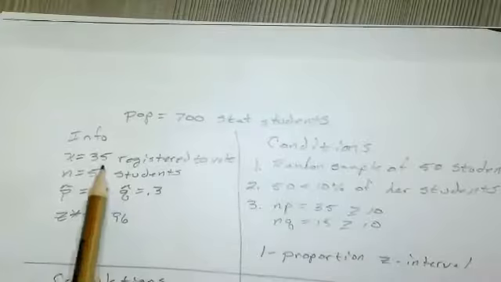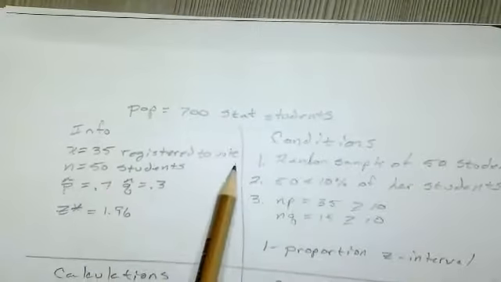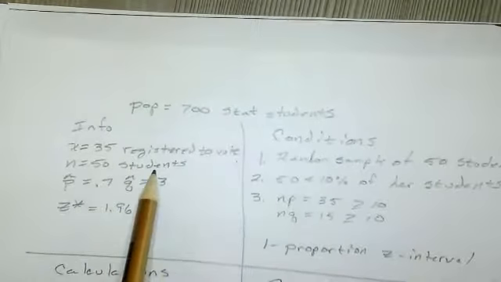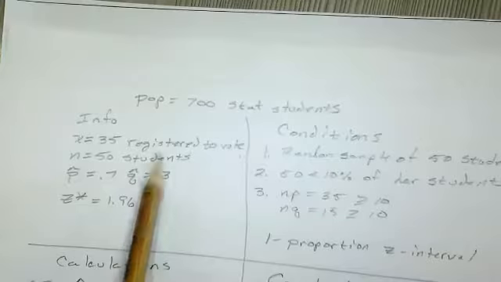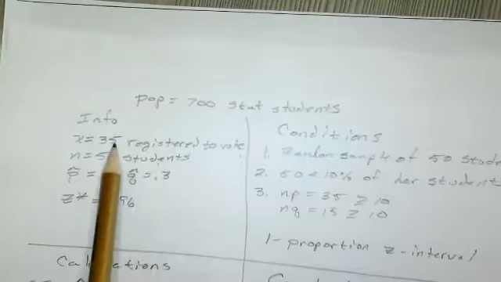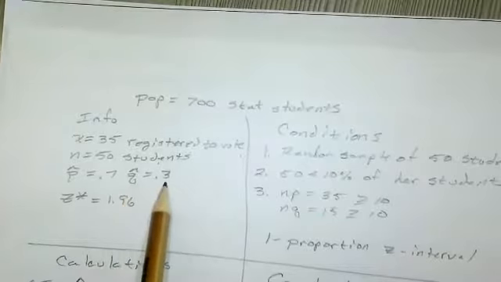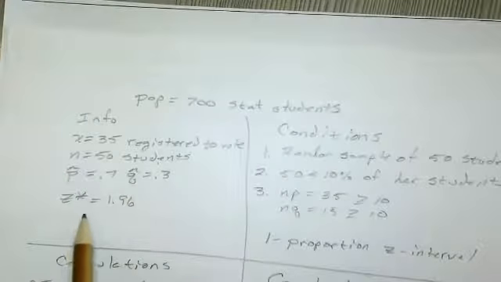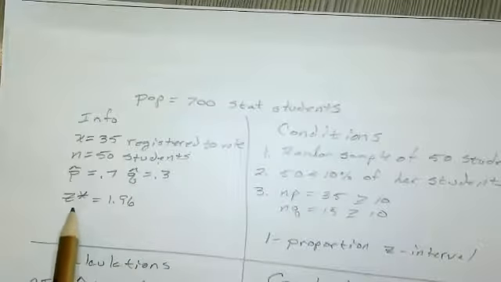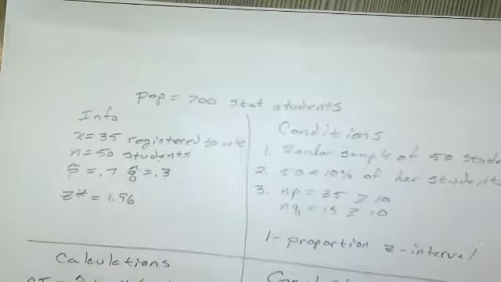So we know that X equals 35 said they were registered to vote, of the 50 students who were sampled, and it was a random sample. So p-hat is 35 divided by 50. q-hat is that taken from 1. And it's a 95% confidence interval, so z-star is 1.96.